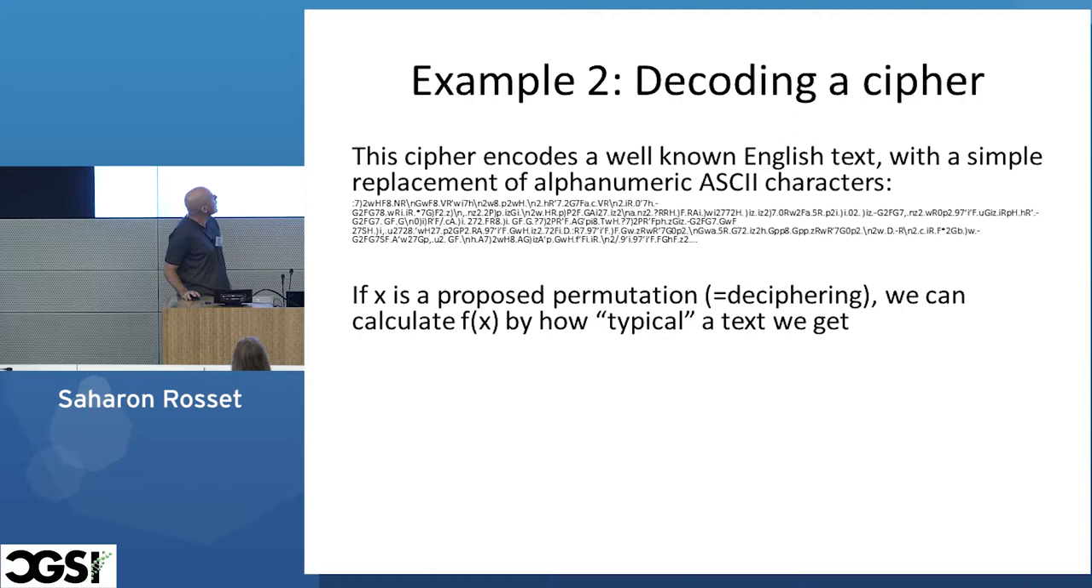So how can I put that into this framework? I'll call X a permutation of the ASCII alphanumeric characters. And what would be f of x? F of x should be a function saying, how consistent is this with being an English text, right? And then if I find solutions for which f is high, I probably find good permutations that are going to allow me to decipher this text.